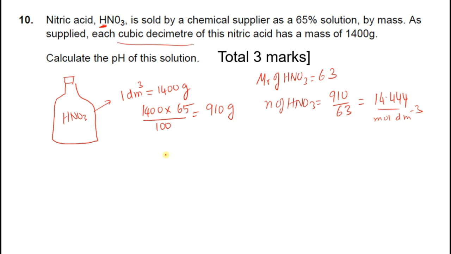So now you just have to do minus log of the hydrogen ion concentration, which is this. For a strong acid, that's true. So that gives us minus 1.1597, or minus 1.16. You may be wondering, can pH be negative? For very strong acids, that's what we get.